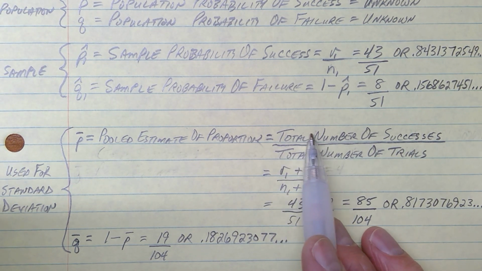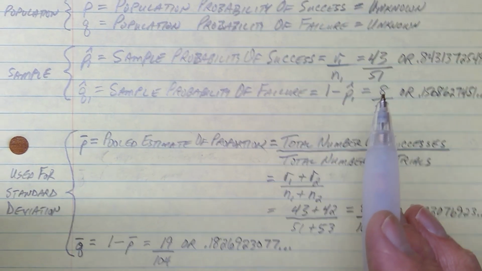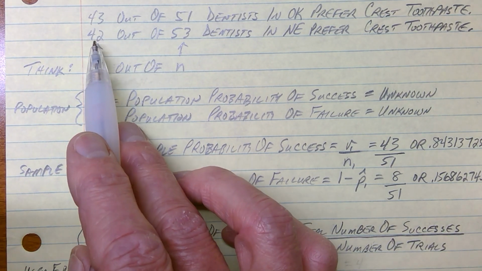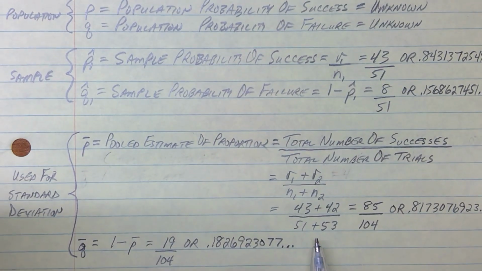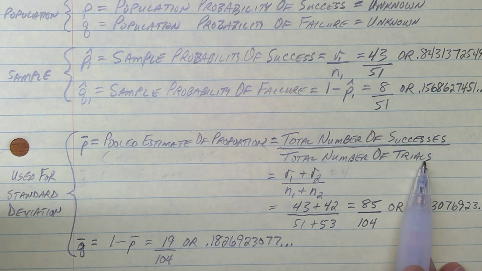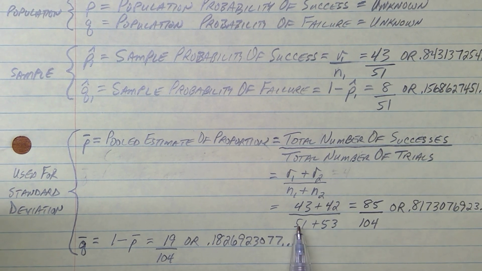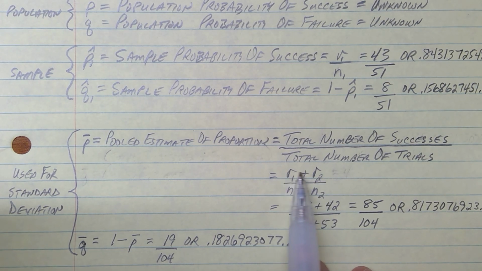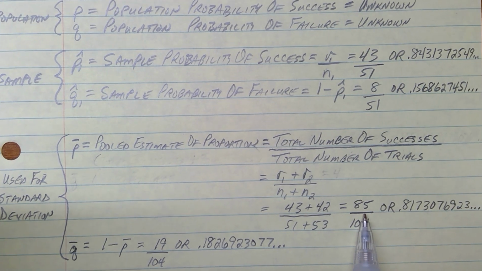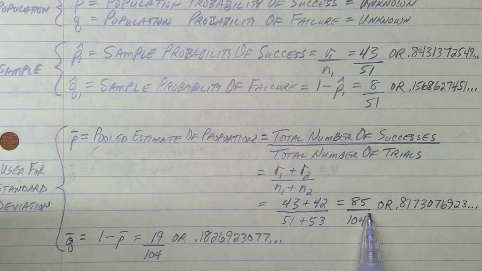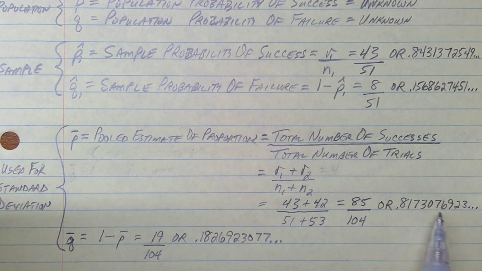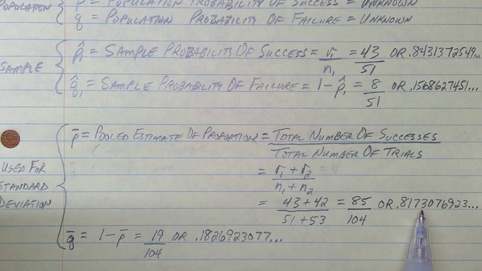So what we're going to do is we're going to add up all the successes on top. All right, my successes were 43 and 42. I'm going to add those together on top. And then you add up the total number of samples on bottom. So 43 plus 42 on top, and then I had 51 dentists and 53 dentists on bottom. So you add the R's, you're going to pool them together, and you're going to add the N's, you're going to pool them together. And this comes up with a new fraction. It's kind of a combined fraction. Again, you can use the fraction if you want to be perfectly accurate, or you can change it to a decimal, and I'm going to use 0.8173.